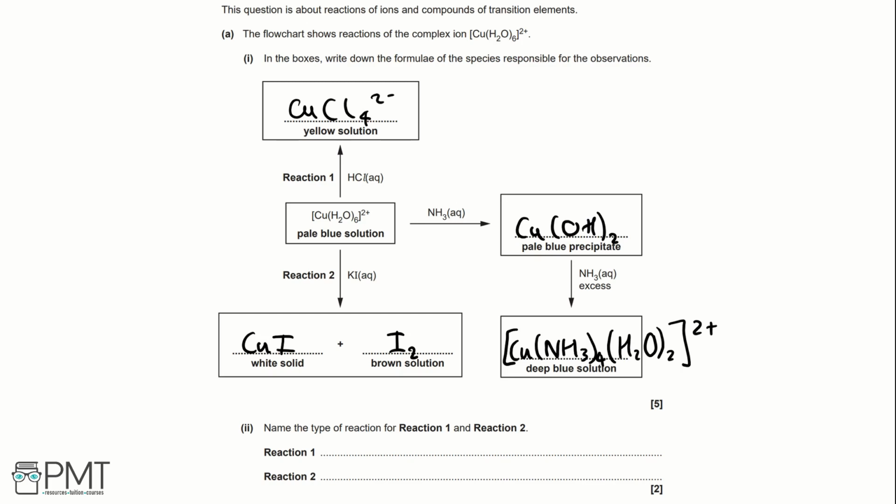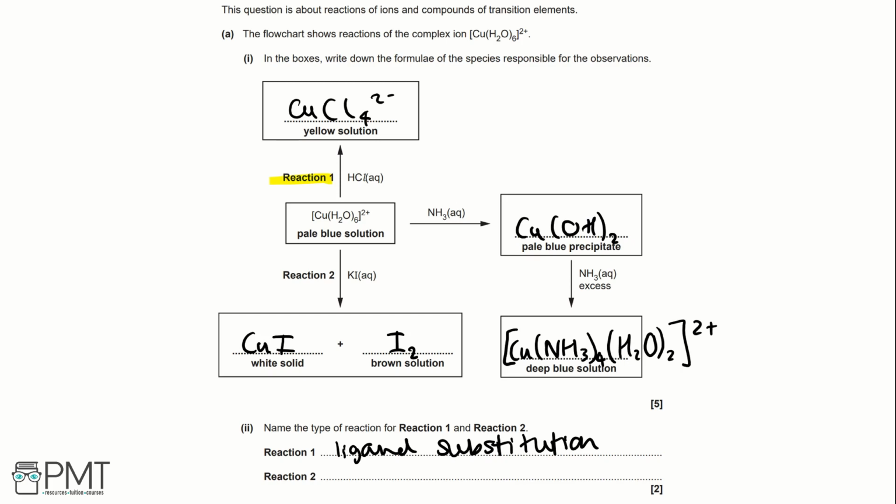Part 2. Name the type of reaction for reaction 1 and reaction 2. Reaction 1, if we look at it again, is here. This is what's known as a ligand substitution reaction. It's very common with transition metal compounds in questions like this.